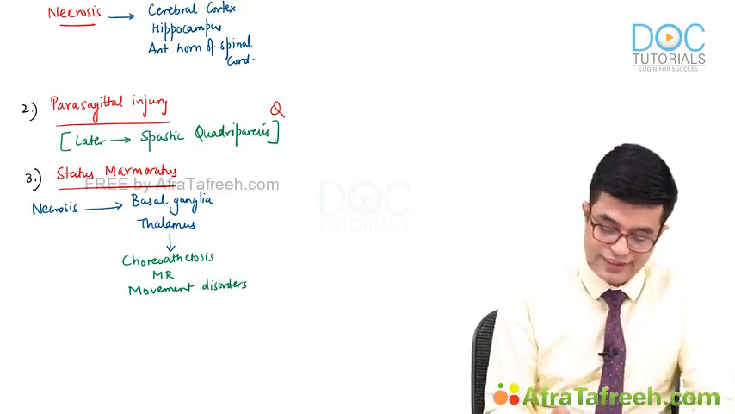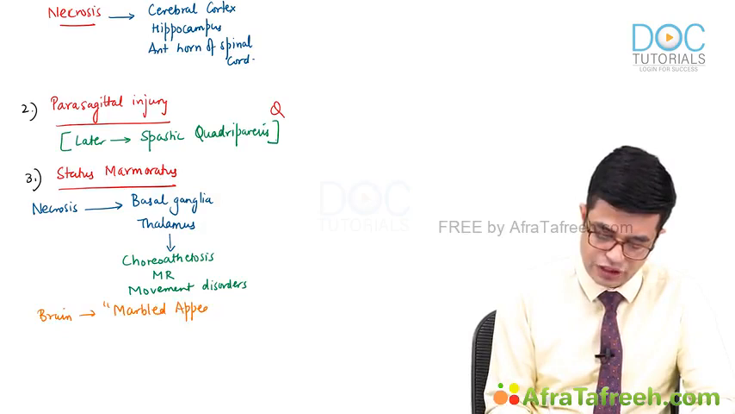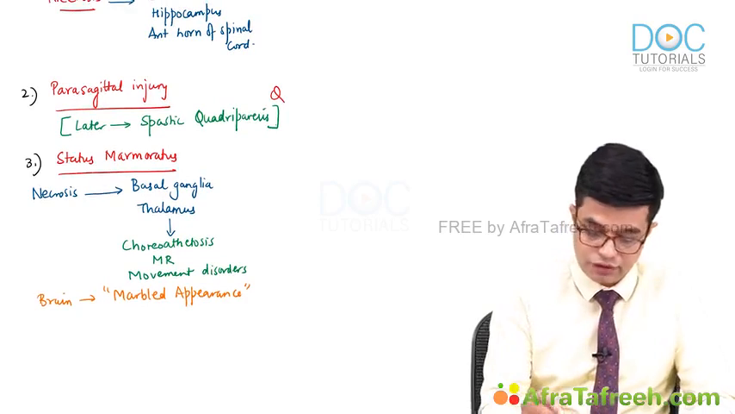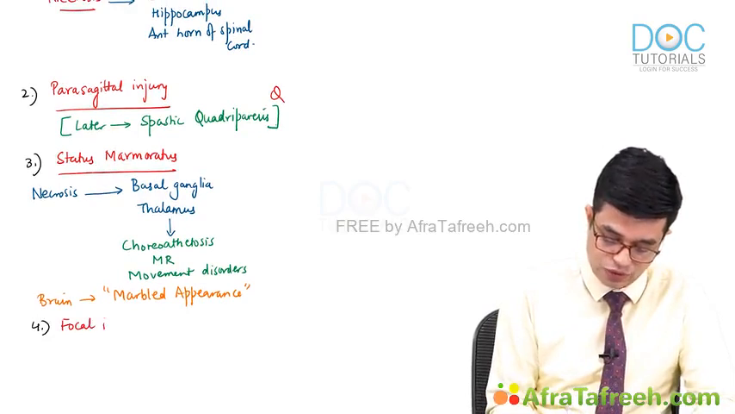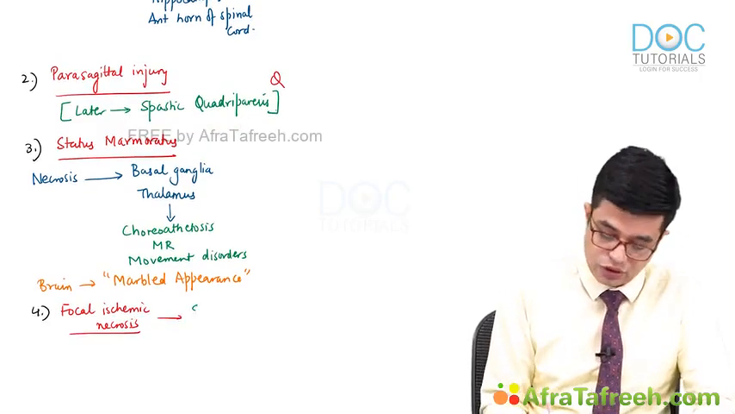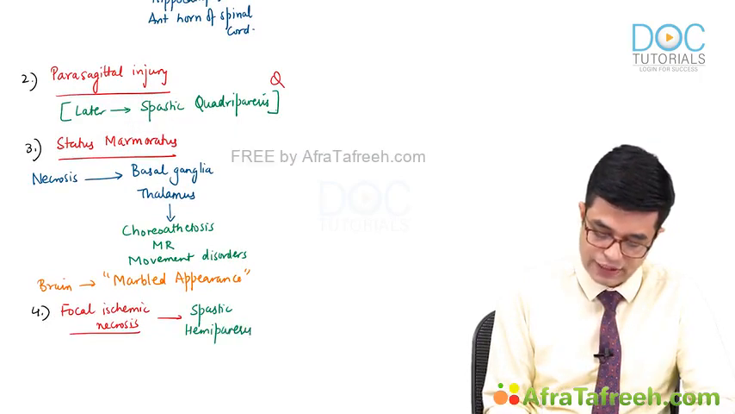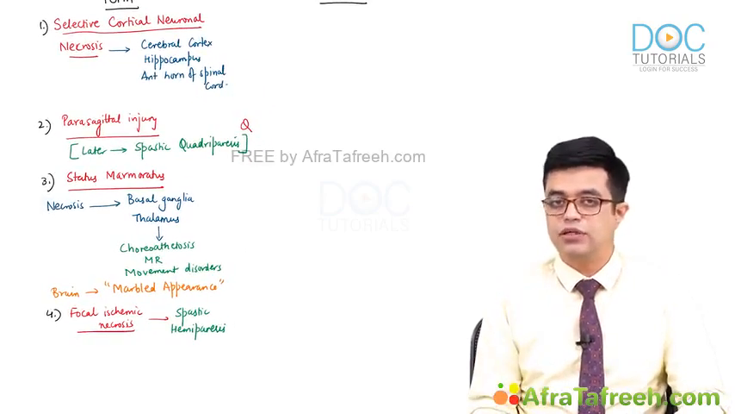Very important point, in status marmoratus, the brain tends to show a marbled appearance. Marbled appearance is seen in which lesion? It is seen in status marmoratus, right? And the fourth feature seen in these children is focal ischemic necrosis. Focal ischemic necrosis later in life can progress to produce a condition called spastic hemiparesis. So these are the four types of lesions that we find in term babies who undergo asphyxia.